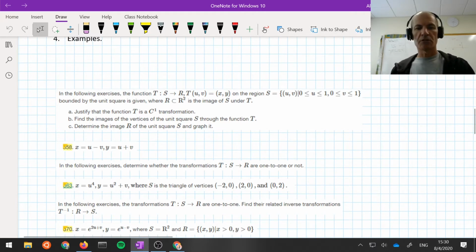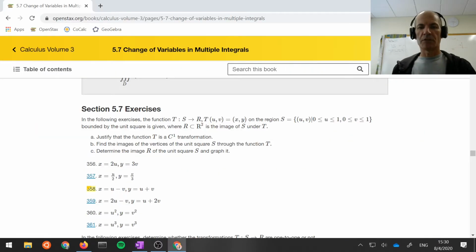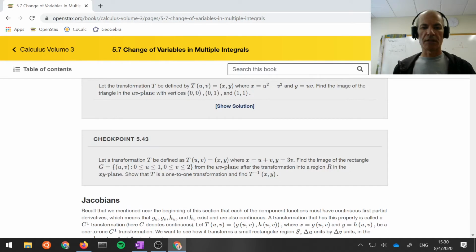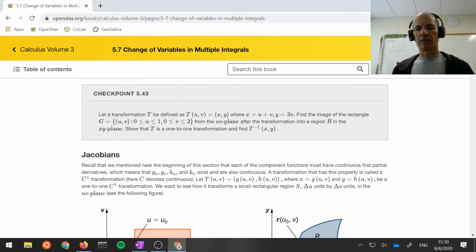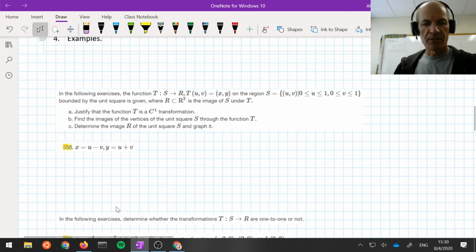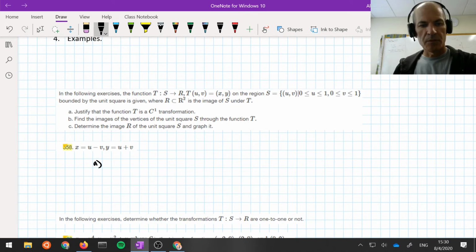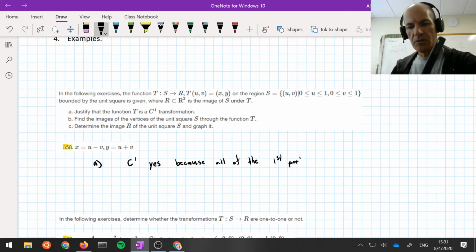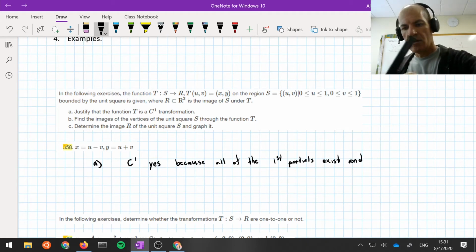We didn't really talk about C1 transformations, but there's a brief description of what a C1 transformation is right underneath the section on Jacobians. It's sort of the first paragraph underneath the Jacobian section here. A C1 transformation is simply one where the component functions g and h have all of their partial derivatives and are continuous. Pretty much every function that we're working with in this textbook is going to satisfy that condition, so don't worry too much about that. So to answer the first part for this particular example, yes, this is a C1 transformation. So this is C1, yes, because all of the first partials exist and are continuous.